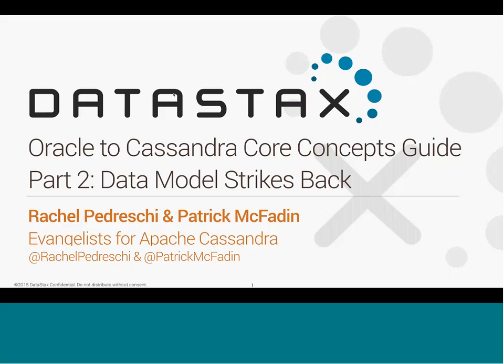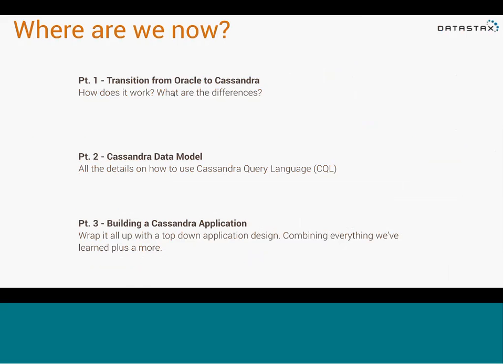So we're going to just launch right into this. So what did we do? Last episode was about the transition from Oracle to Cassandra, and it was more of a conceptual problem that we're dealing with. How does it work? We highlight some of the differences, and it's just to ease you into this concept.